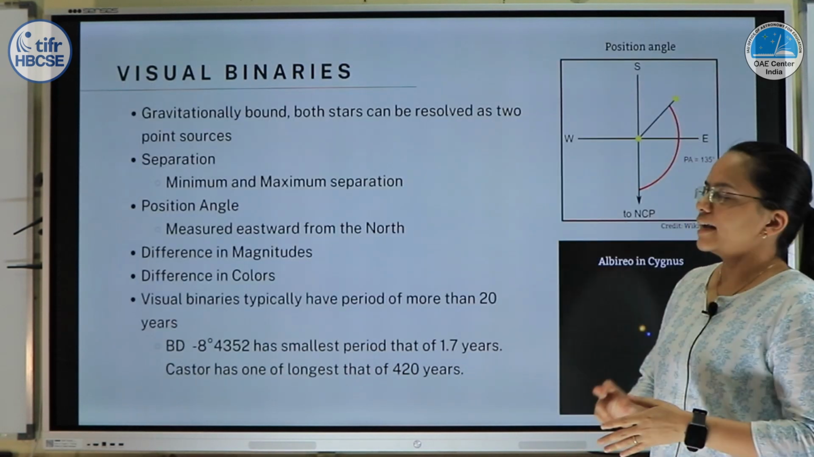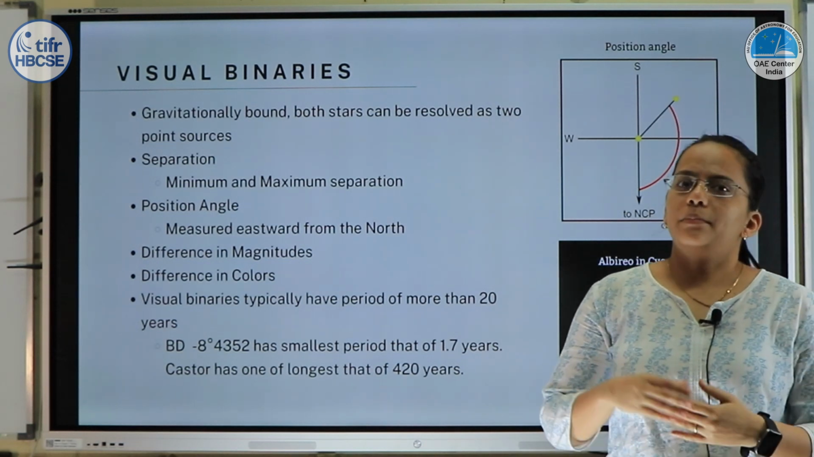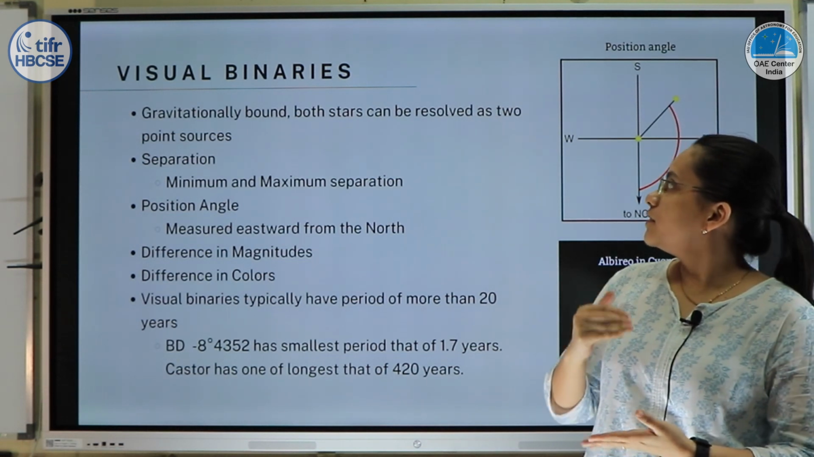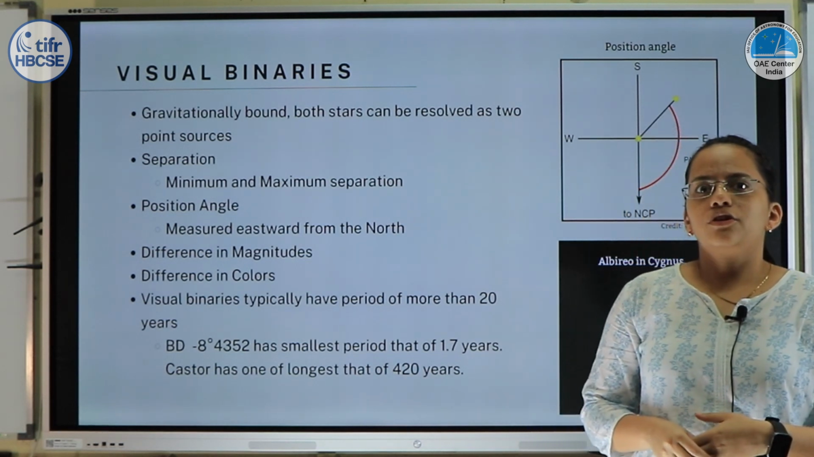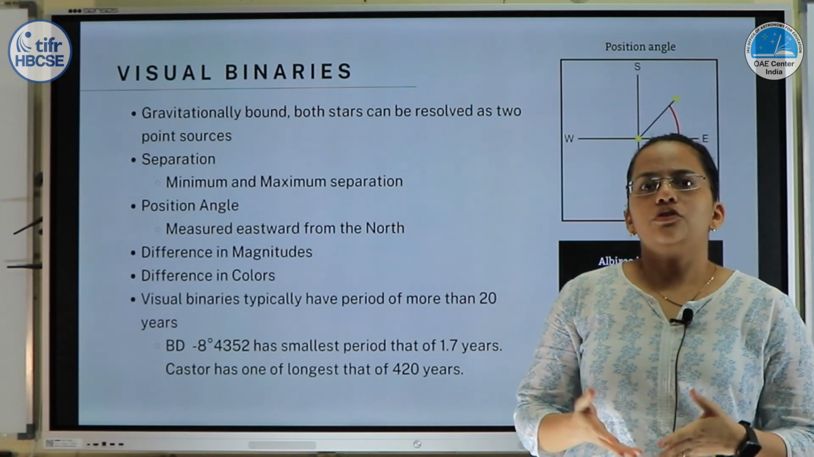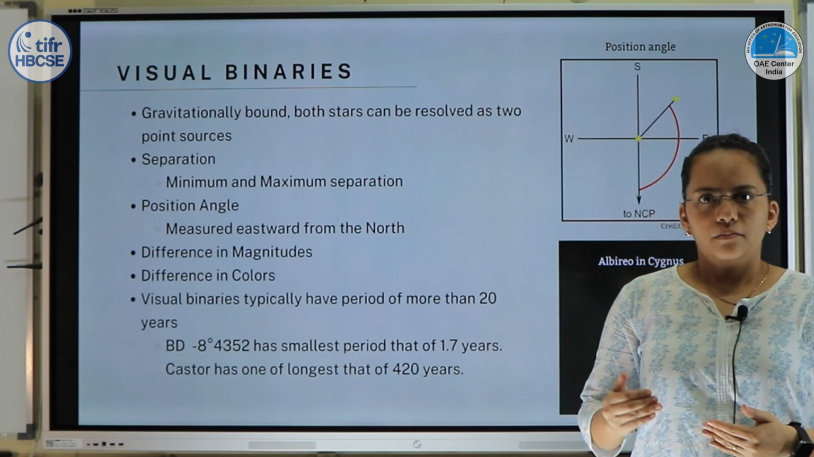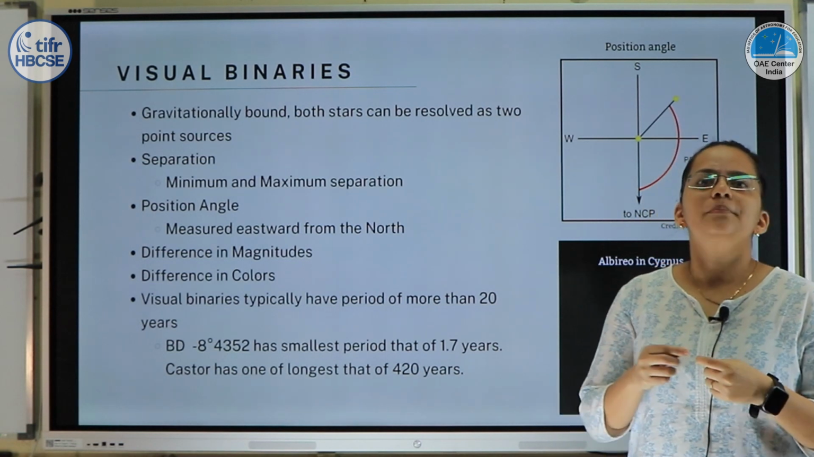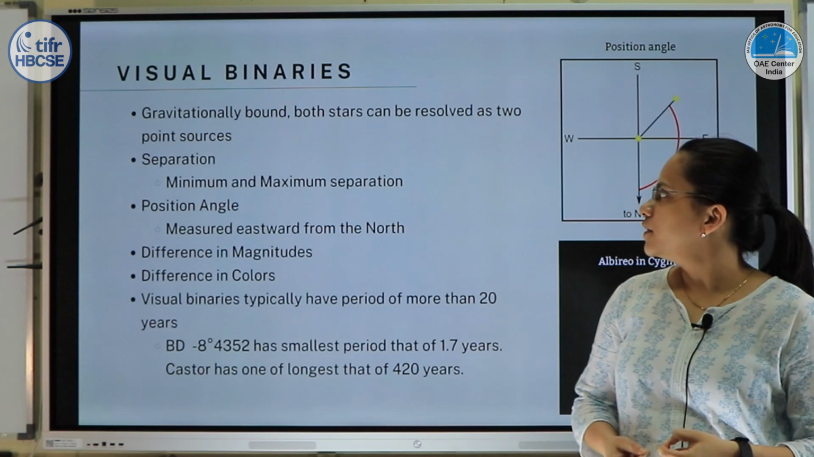So this brings us to another category of binary stars, that is visual binaries. Visual binaries are binary stars which are gravitationally bound to each other, and they can be resolved as 2-point sources either through a telescope or naked eyes. So these must be resolvable visually and they are gravitationally bound, which also tells us that these binaries are comparatively closer to us because they should be resolved separately, and also the distance between them is a bit larger than other binaries, because again they need to be well resolved.